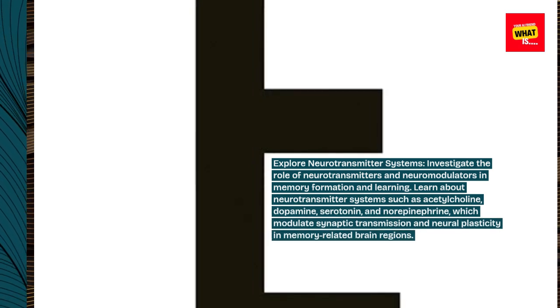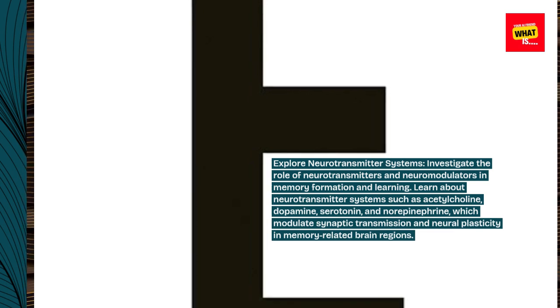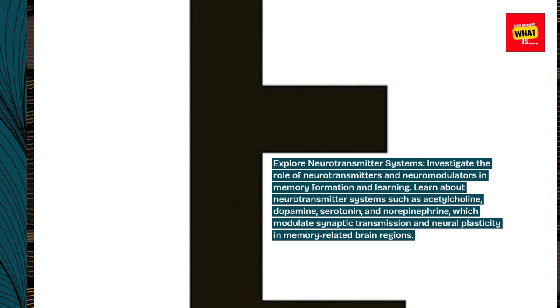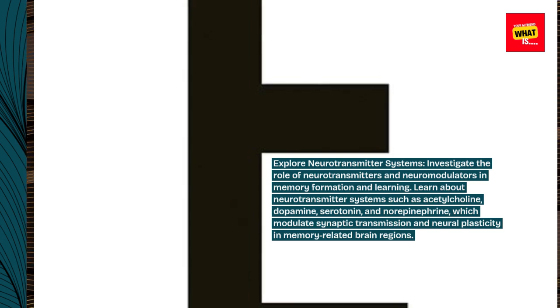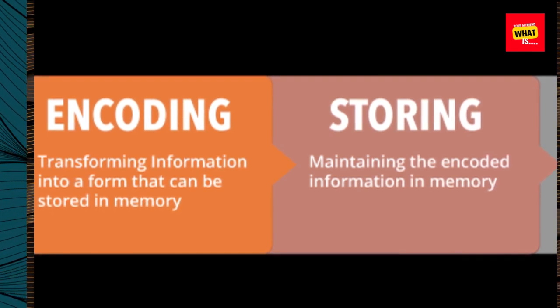Learn about neurotransmitter systems such as acetylcholine, dopamine, serotonin, and norepinephrine, which modulate synaptic transmission and neural plasticity in memory-related brain regions. Understand memory encoding and consolidation.